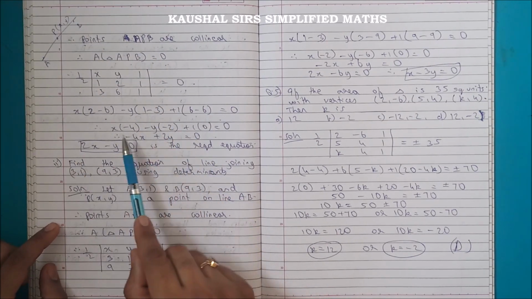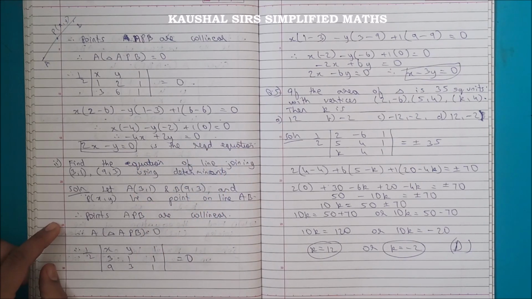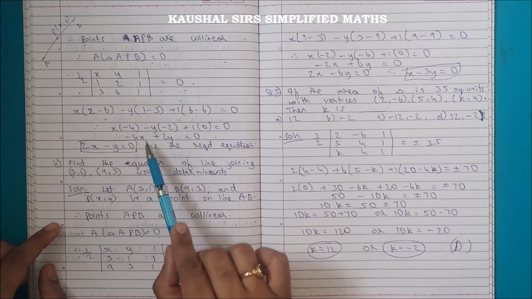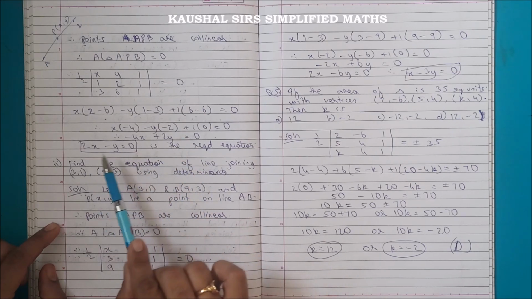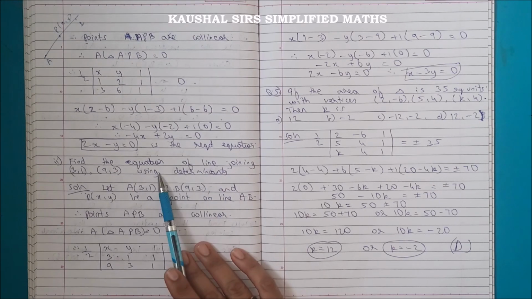Okay. On simplifying, you get x into minus 4 plus 2y plus 0 equal to 0. So if you divide throughout by 2 and make the coefficient of x as positive, you get 2x minus y equal to 0. Okay. Moving to the second sub question.